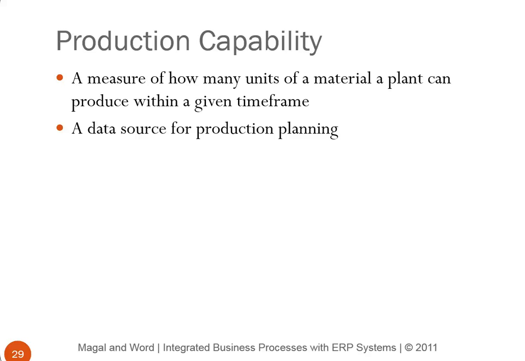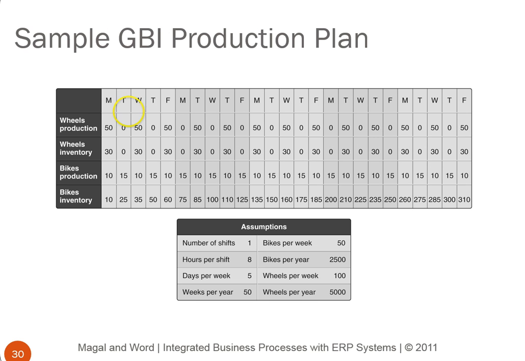Production capability is in the production process. You have to understand what is the capacity for your production line, that is, a measure of how many units of material a plant can produce within a specific time. And this is a typical example of the production capacity that's given to you for a specific company, which is GBI, which this textbook refers to.